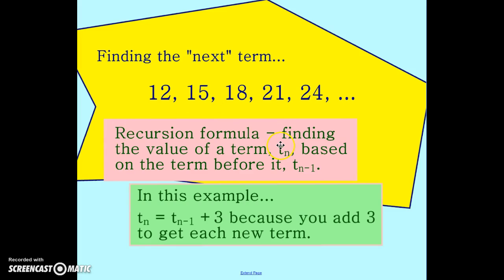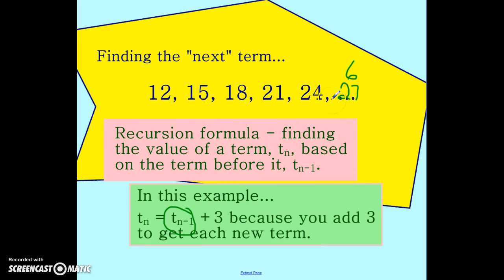And in this example, the Tn would mean the term that I'm looking for. Tn minus 1, this is like a whole variable all together. And this just means the previous term plus 3. So for example, if I wanted to find the 6th term, I have to take the 6th minus 1, which would be the 5th term. So I take 24 and I add 3 to it. So 24 plus 3 would be 27, and that would be the 6th term.